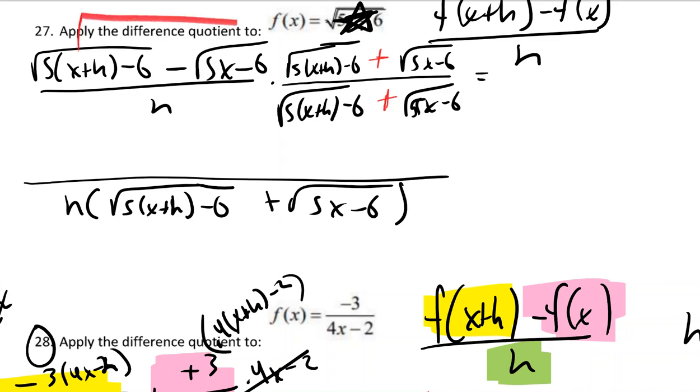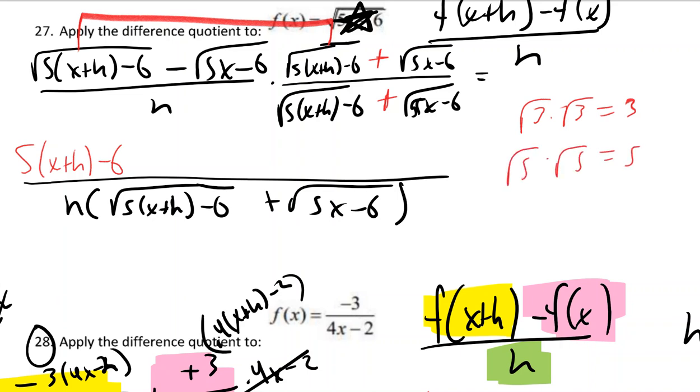Like the square root of 5x plus h minus 6 times the square root of 5x plus h minus 6 is just going to be 5x plus h minus 6. The square root of anything times itself gives you that. Just like the square root of 3 times the square root of 3 is 3. Square root of 5 times square root of 5 is 5. Same idea.